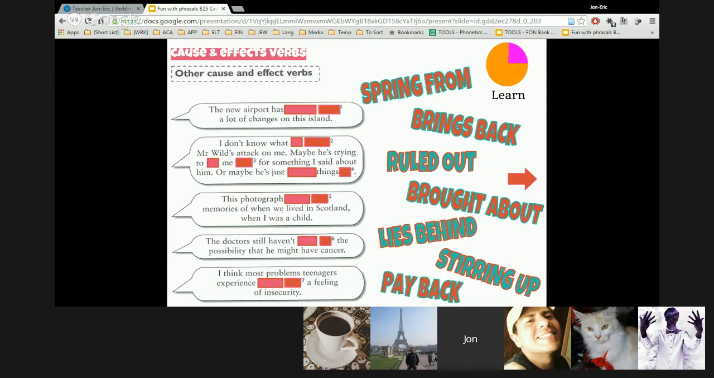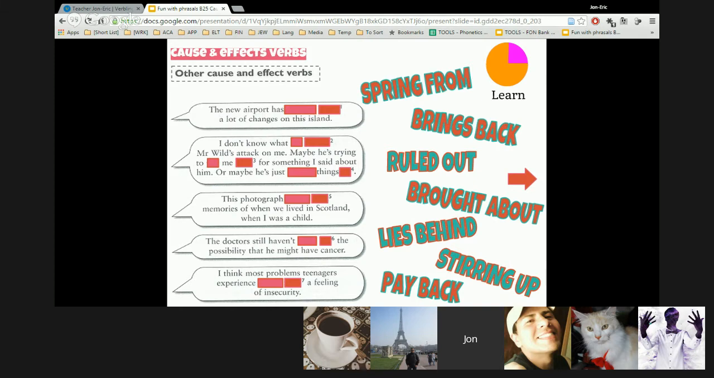Good. Mr. Rob, the doctors. The doctors still have not blanked the possibility that he might have cancer. Uh-oh. Yeah, I think it's ruled out. Good. It's not impossible, right? Yeah. Right. Pronunciation: ruled out. Ruled out. That's it. Okay, very good.